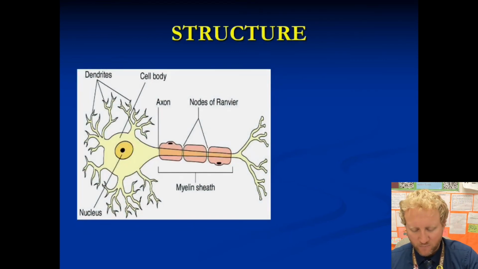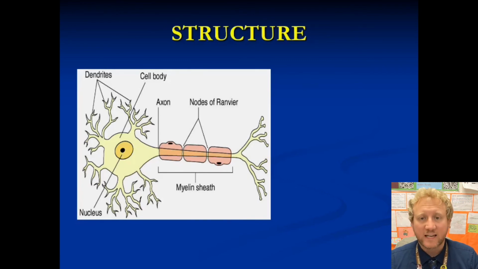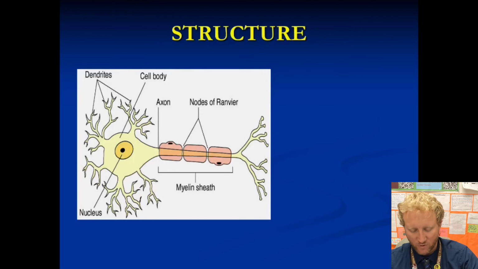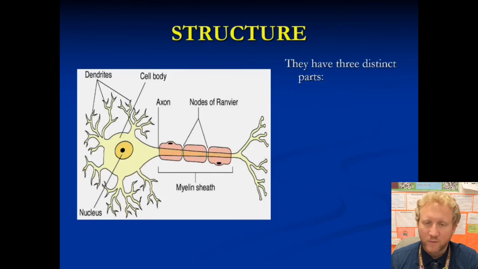So this is the basic structure of a neuron, and there's three basic parts. Now, you know from the notes that this isn't the only nerve cell structure that you can have. This is by far the most common one, and so this is the one that we're going to stick with. So it comes in three parts.